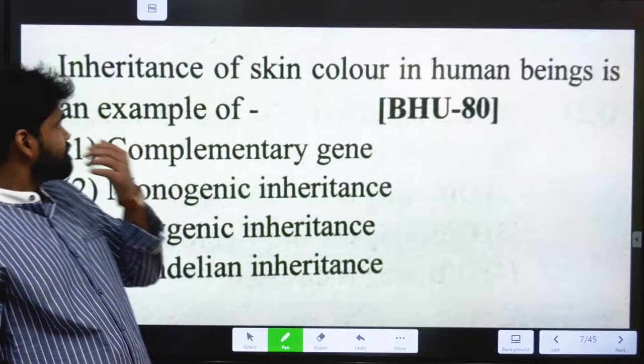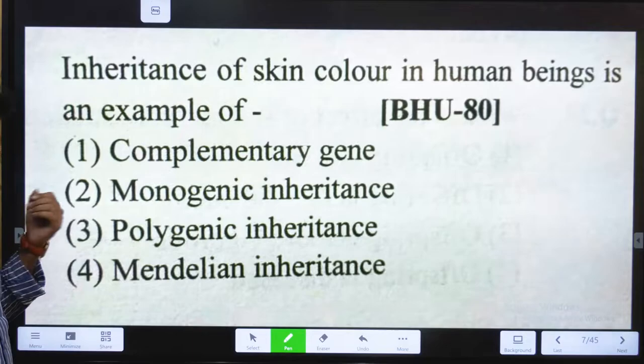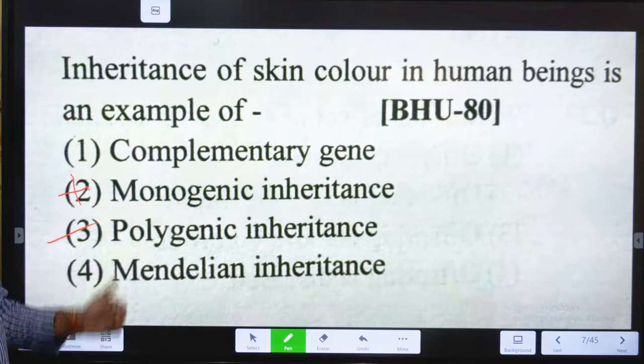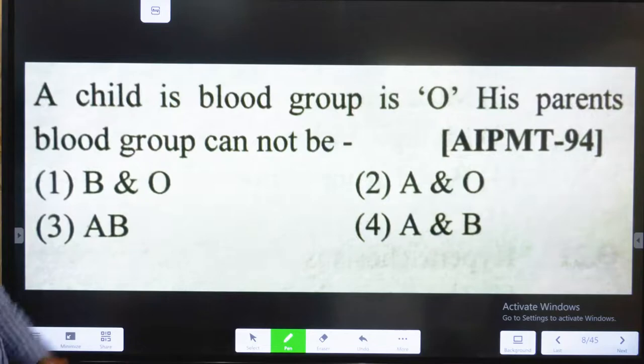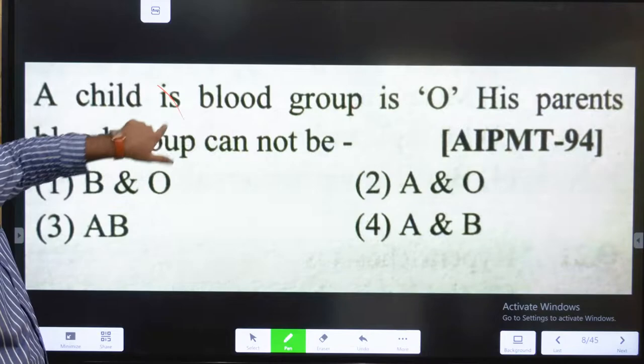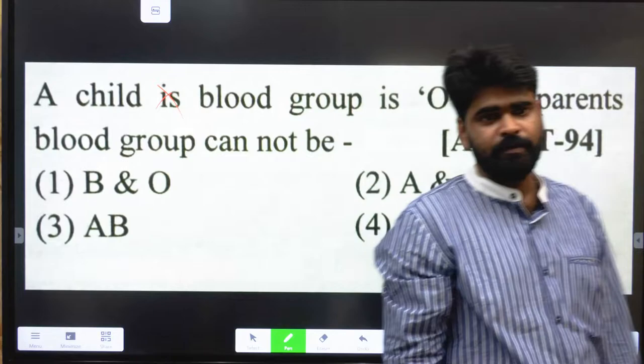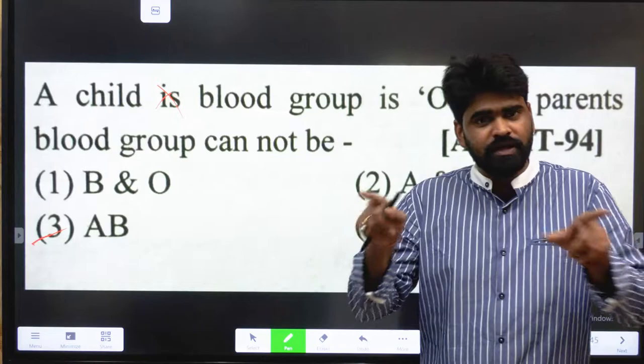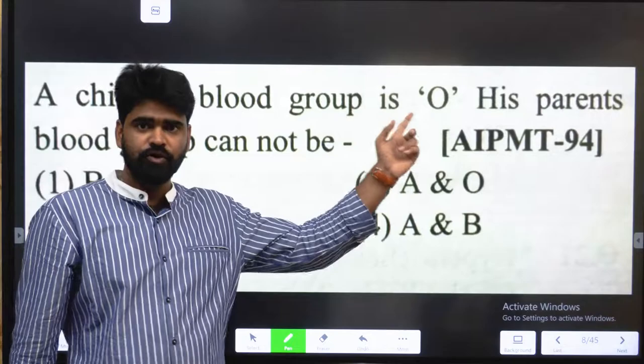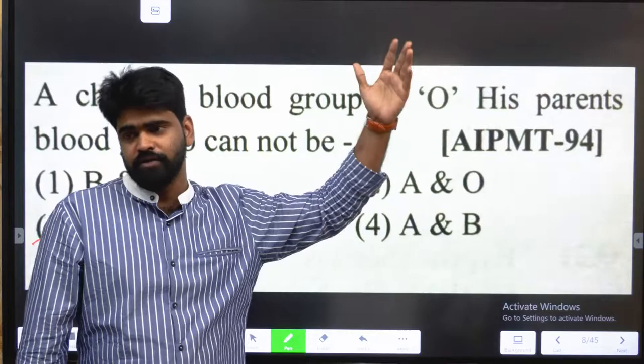Inheritance of skin color in human beings is an example of polygenic inheritance. Option C. A child has blood group AB, so the parent's blood group cannot be O. AB means either the parent is going to supply A or B. For O, never. No parent will be O.